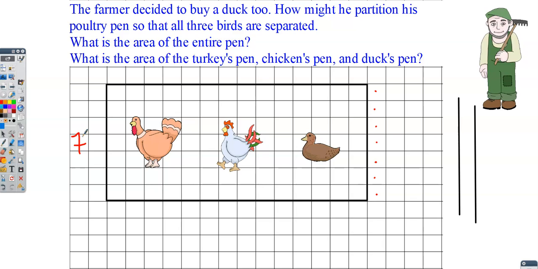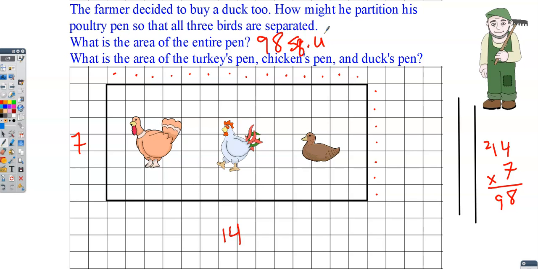And when I count along the length, 1, 2, 3, 4, 5, 6, 7, 8, 9, 10, 11, 12, 13, 14. So this is 7 times 14. So if I do the math to figure out the area of the whole pen, I get 98. So the pen is 98 square units.